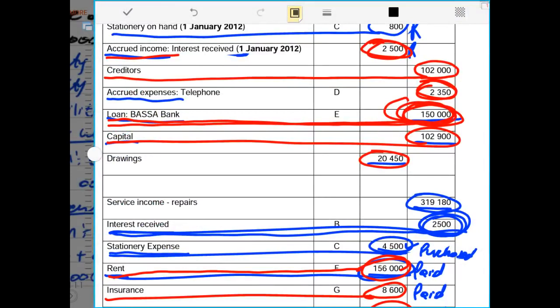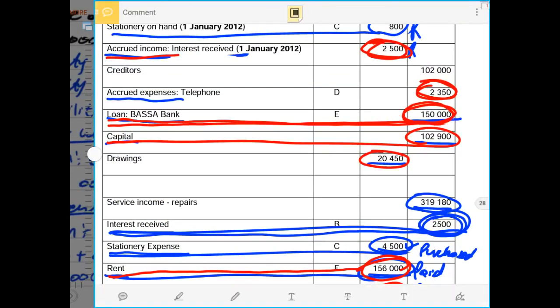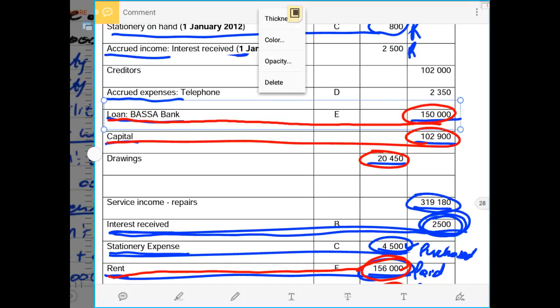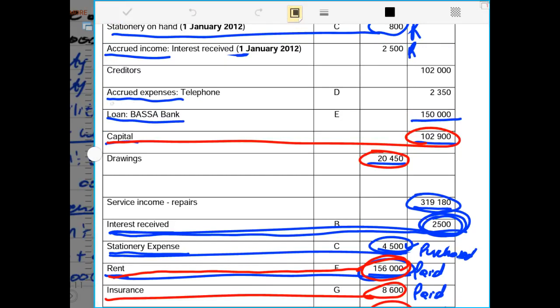And in the trial balance, we did have an accrued telephone expense. The accrued telephone expense was recorded in our trial balance as 2,350. That was our accrued telephone. So now that will have to be taken into account. There was accrued expense of telephone 2,350.